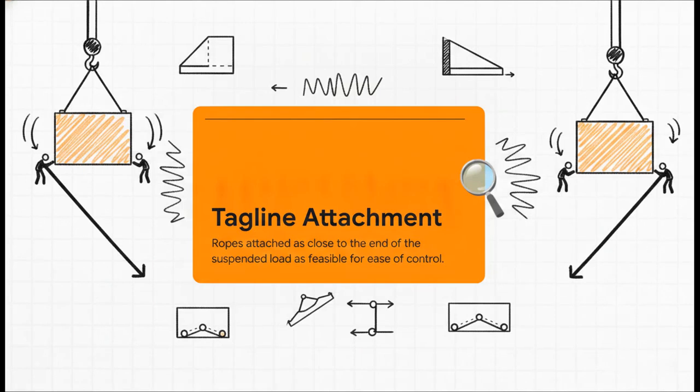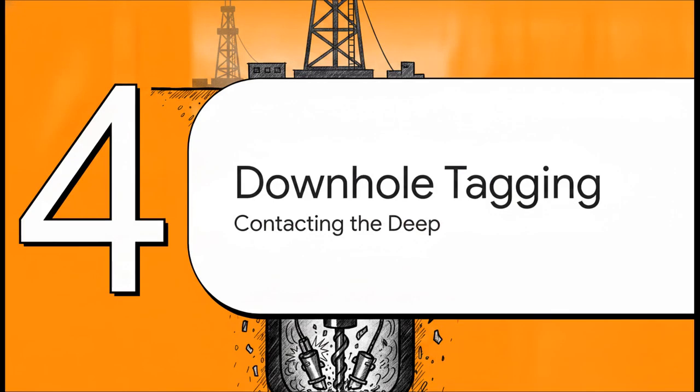Industry guidelines specifically state that tag lines should be attached as close to the far end of the suspended load as feasible. And you might wonder, why there? Well, attaching it at the absolute extremities gives the rigger the maximum mechanical leverage they need to safely tame that swing and guide the massive weight into place. It's pretty smart.